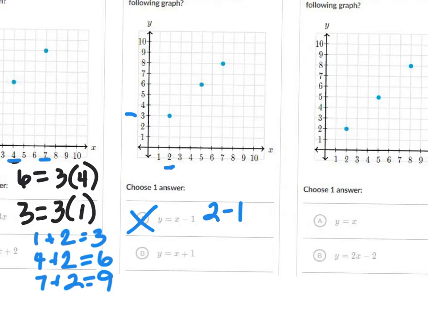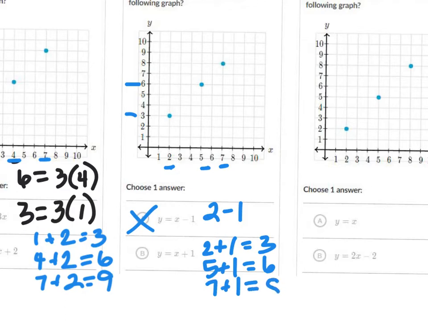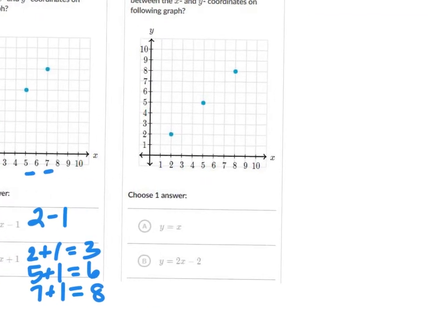So now if I have a 2 and I add 1, I do get 3. So this one works. If I have an input of 5 and I add 1, I should have an output of 6, which I do. And if I have an input of 7 and add 1, I should have an output of 8, which I do. So B is going to be your answer on that one. Okay, one more of those.